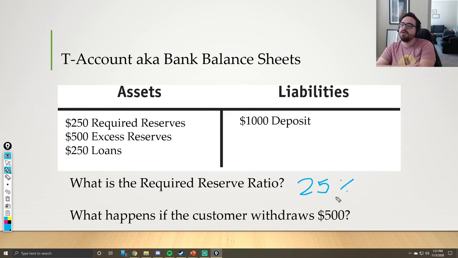25%. Now, again, on the AP Economics exam, there is no calculator, so they cannot be crazy in how they do this. They have to keep this kind of simple from a math standpoint. So $250 and $1,000, yeah, that can work. $500 and $2,000, yeah, that can work. Okay.